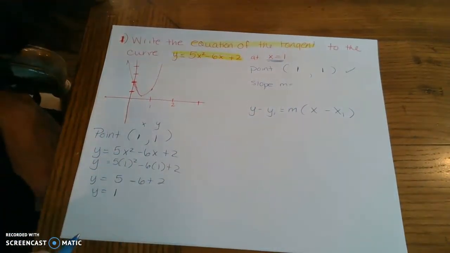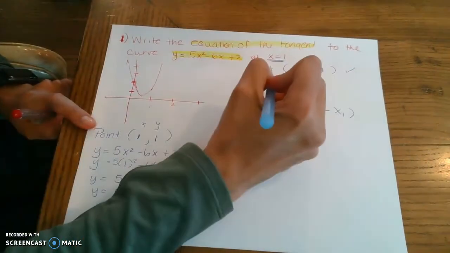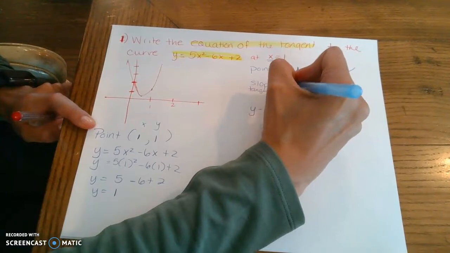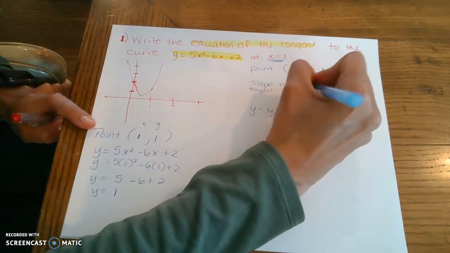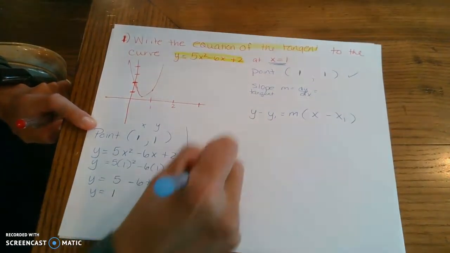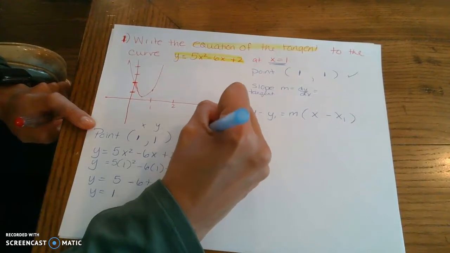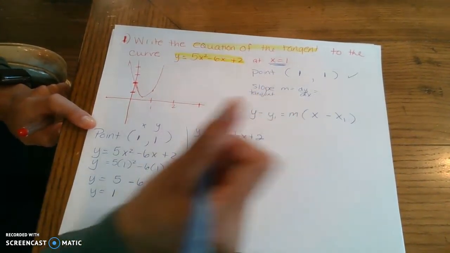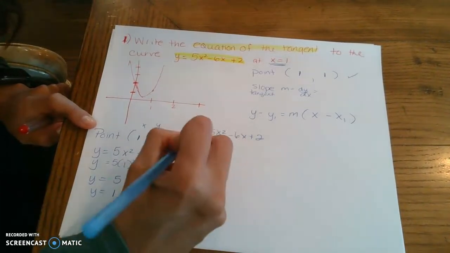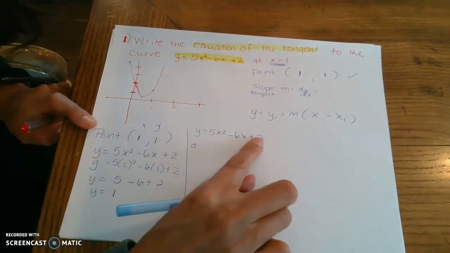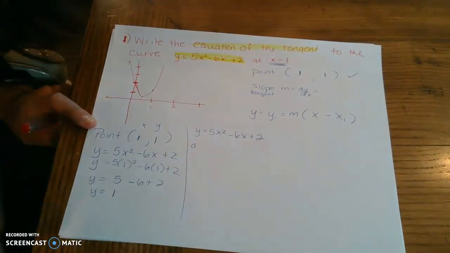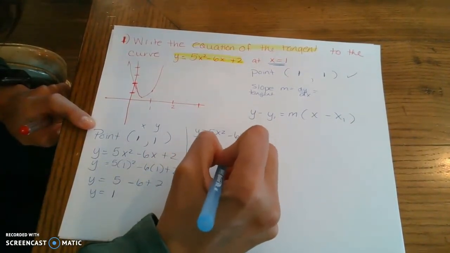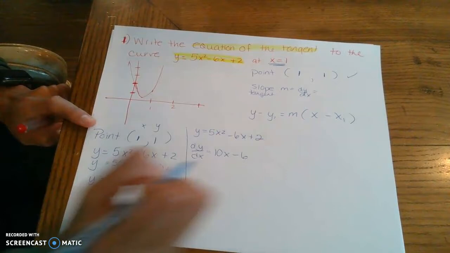Now the only other thing that I need to find is my slope. Because this is the slope of the tangent line, well, I know that my slope is dy dx. So off to the side here, I'm going to take y equals 5x squared minus 6x plus 2. And I'm going to find the derivative. So this, I will use the power rule to find that derivative. Dy dx is equal to 10x minus 6.